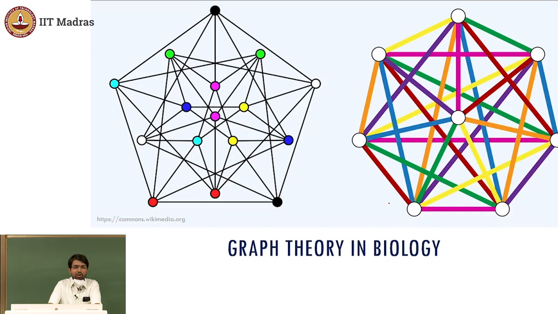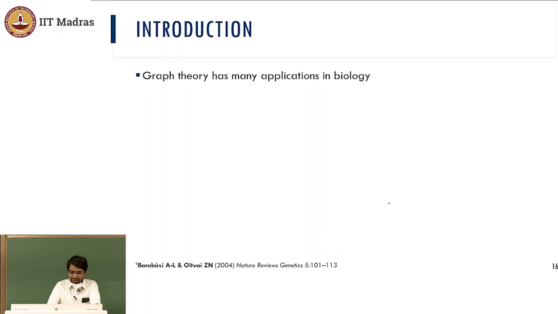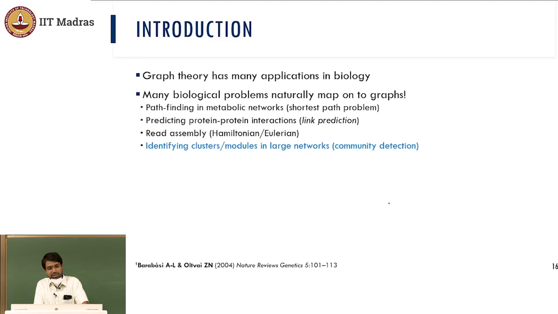So what is the role of graph theory in biology? Why do biologists worry about graph theory? Many, many applications and many biological problems naturally map onto graphs. Like pathfinding in metabolic networks, predicting protein interactions. No genome sequencing is possible without graph theory. Because genome sequencing is, you all must have heard that genome sequencing is the big thing. Lots of people doing genome sequencing. You can go and get your genome made and stuff like that.